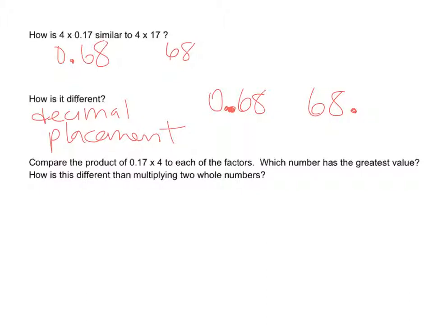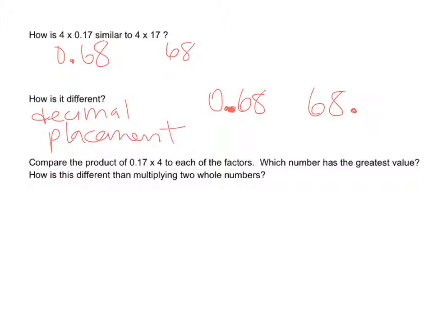Next, compare the product of 17 hundredths times 4 to each of the factors. Which number has the greatest value? How is this different than multiplying two whole numbers together? Go ahead and press pause. Think about that for a few moments. Jot down some ideas. Press play when you're ready to come back.